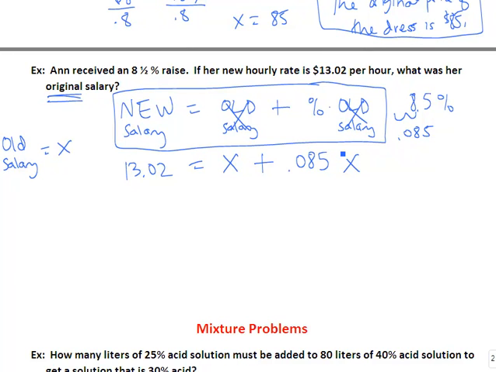So the equation that we have to solve is 13.02 equals X plus 0.085X, her original salary plus 8.5% of her salary. Now again, to solve this, on the right hand side you're always going to have these like terms. I've got an X plus a 0.085X. This is like a 1X, remember? So 1 plus 0.085 is 1.085X. And now to finish solving for X, we're just going to divide by that coefficient, 1.085.